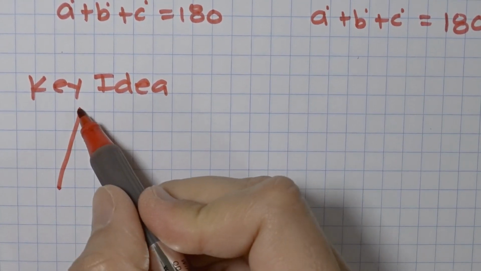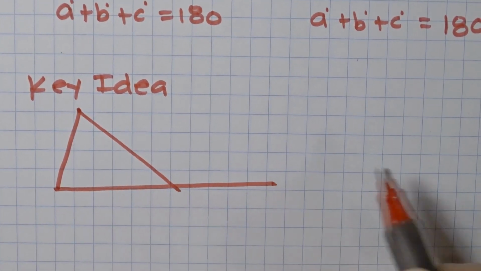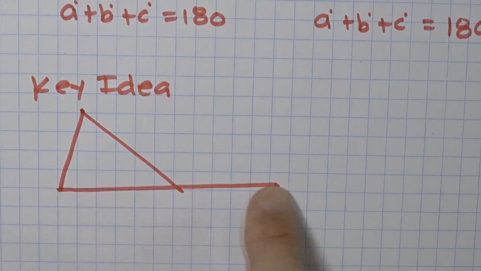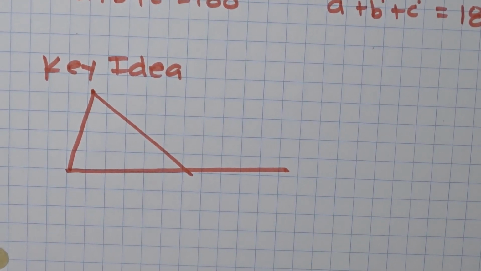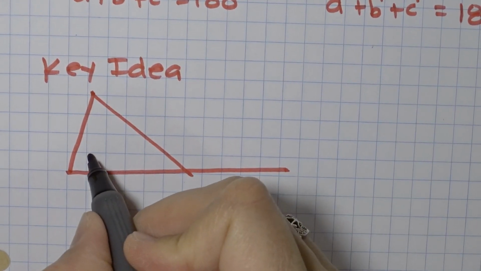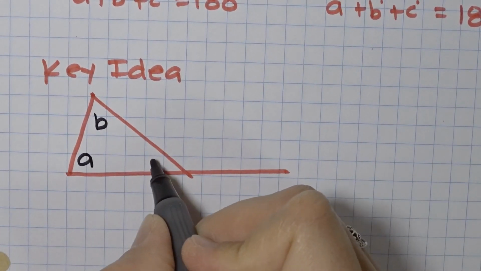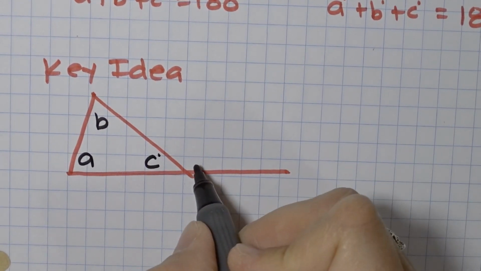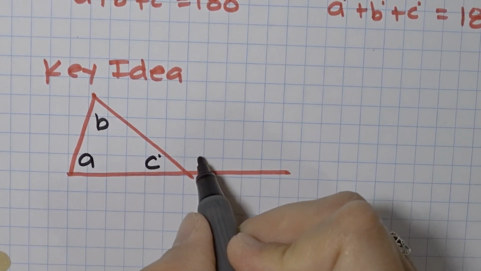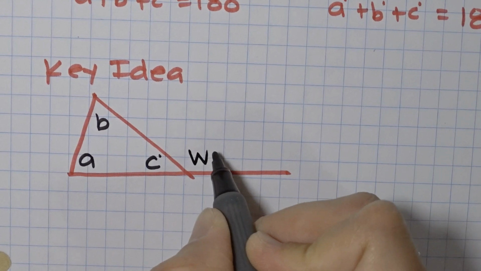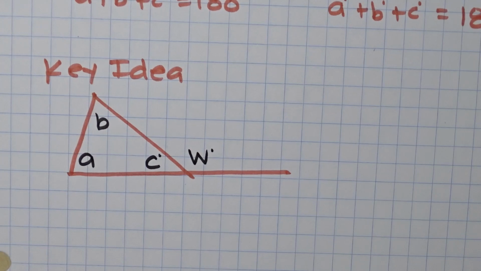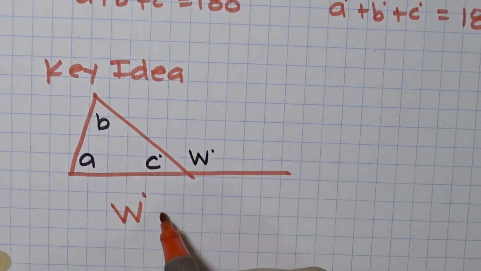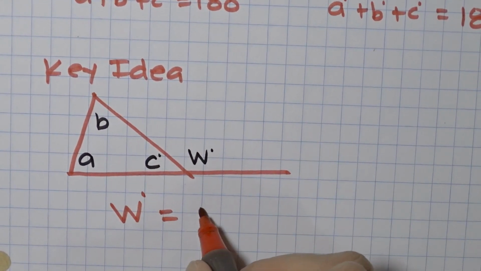If you have an angle, and here again we have a straight angle and we have a triangle in the same figure, and I have angles A, B, C, and I'm going to just call this angle Z. Let's call it angle W. So I want to find angle W, okay? So the idea is as follows. Angle W will be equal to A and B.